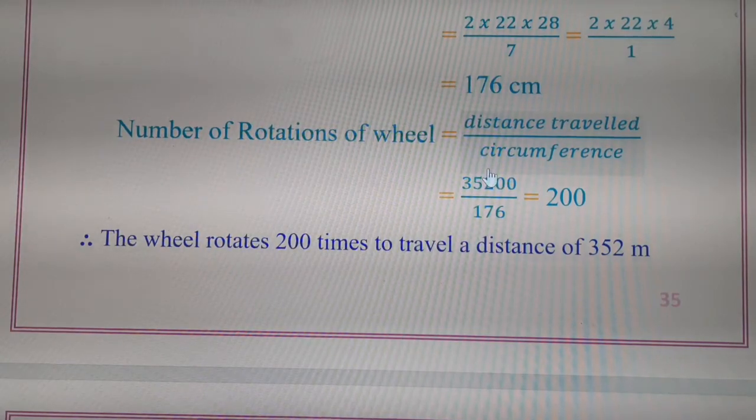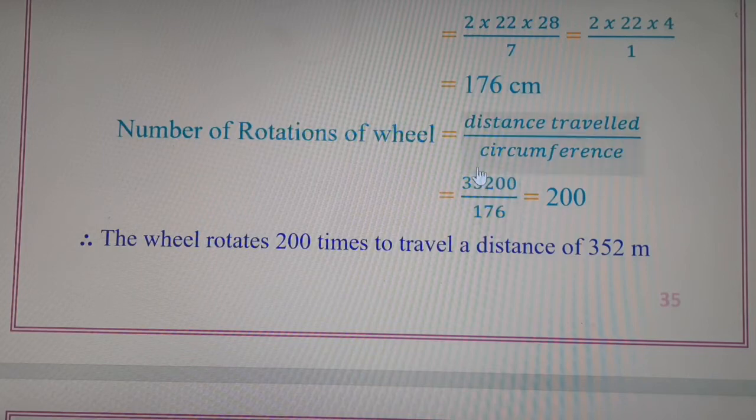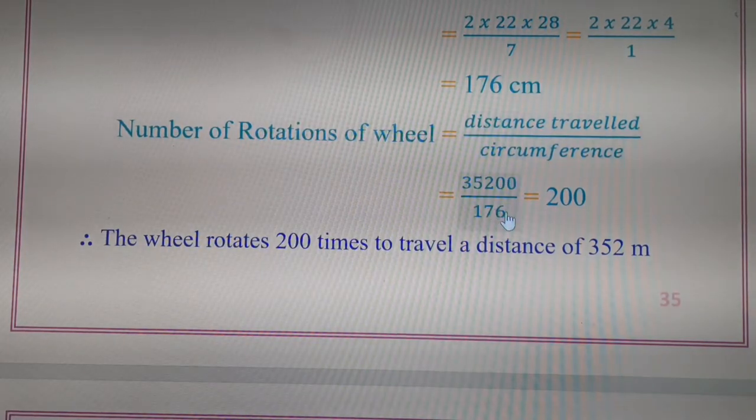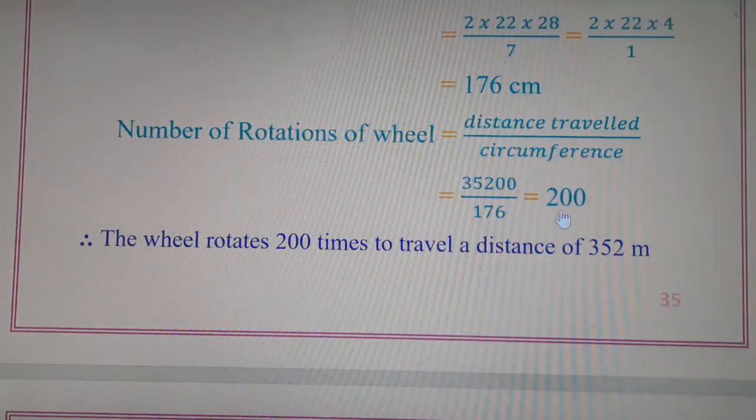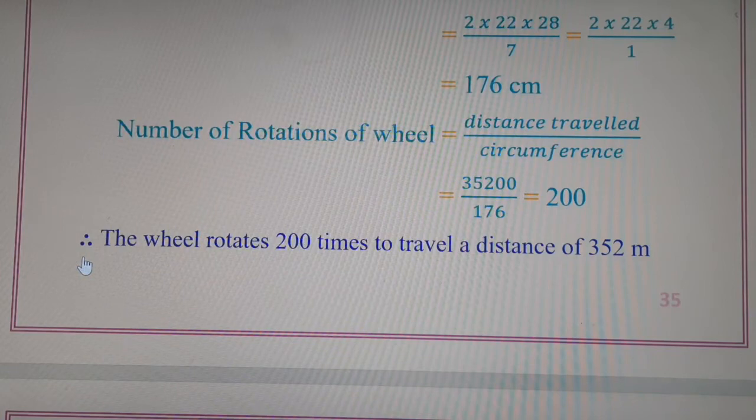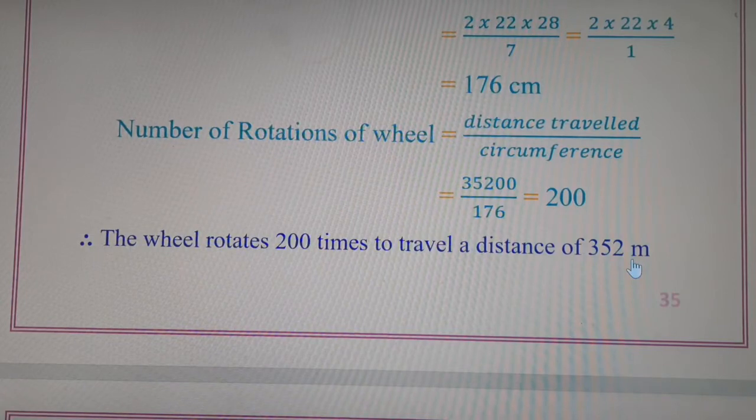176 zeros are zero. So our answer will be 200 in the numerator and 1 in the denominator. So 200 upon 1 is our answer. In the final answer we'll write only 200. So number of rotations of the wheel is 200. We can say the answer statement as: the wheel rotates 200 times in order to travel a distance of 352 meters.